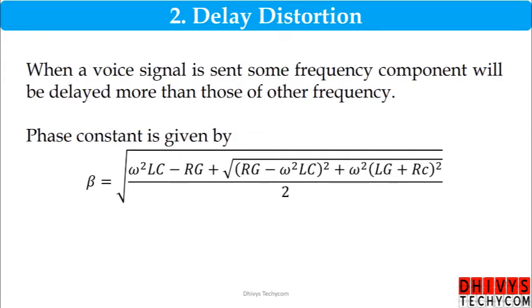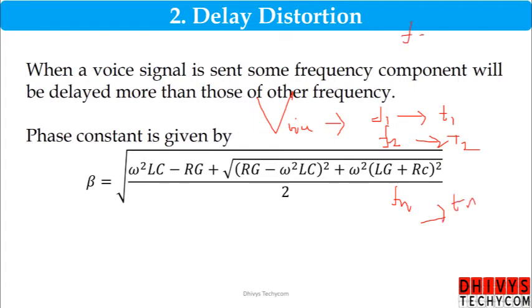Let us assume we are going to transfer a voice signal. It will have different sets of frequencies. Each of these frequencies will have different time periods, like Tn. So what is the relationship between frequency and time? It is 1 by T. So what we can conclude is that the frequencies will be delayed by different amounts. Not all the frequency components of the voice will be transmitted at the same time. They will be transmitted at different time periods.